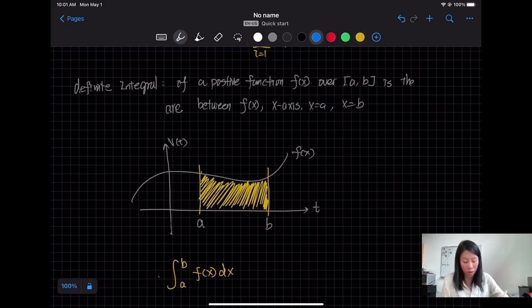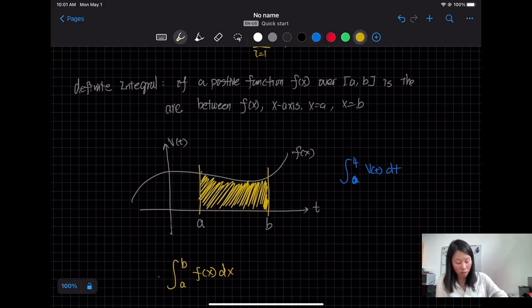Sometimes, for example, if we have velocity versus time, and we're trying to figure out how far you travel from 0 to 4 hours, then for the velocity function the d should be dt, because our variable is time. So in algebra, how do we represent this integral, the definite integral region?